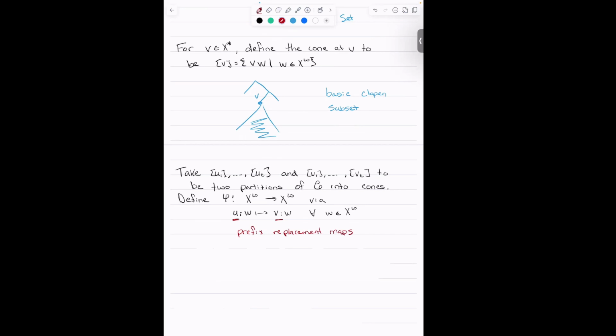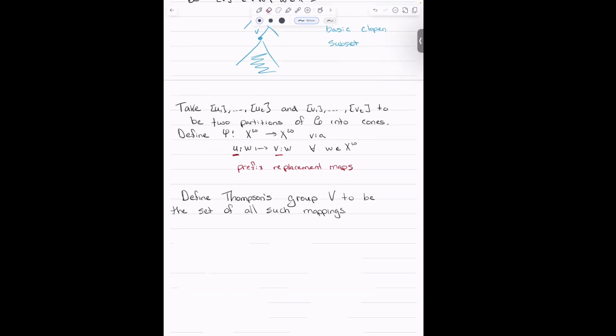Right, so a prefix replacement map just comes from choosing two partitions. You need the same number of terms in each partition, and then you just define this map where you remove a prefix and replace it with a different prefix. All right, and now we can define Thompson's group V in that Thompson's group V is just the set of all such mappings. So the set of all such ways you can divide the Cantor set twice into cones and then do this prefix replacement map.